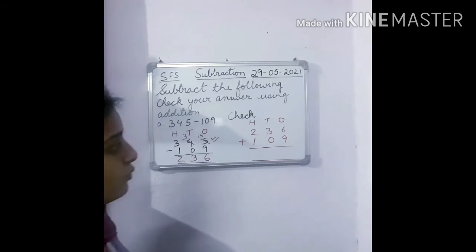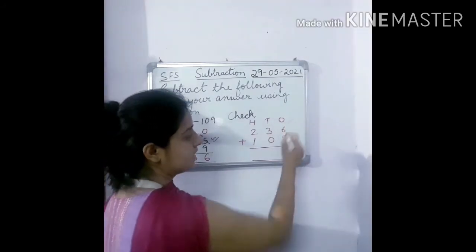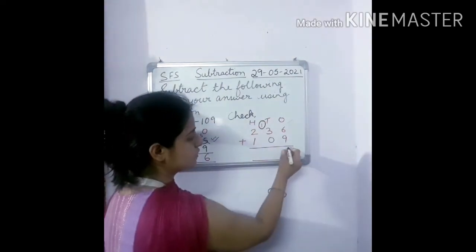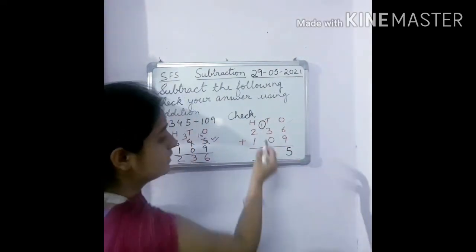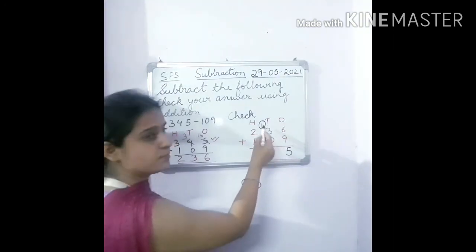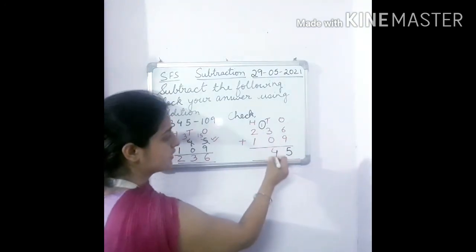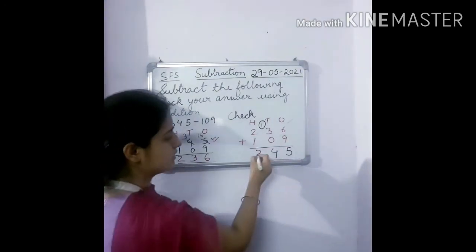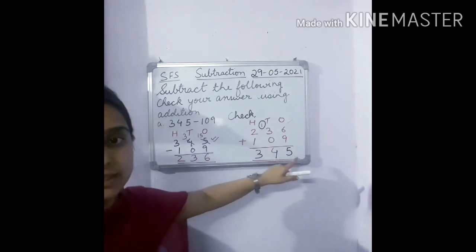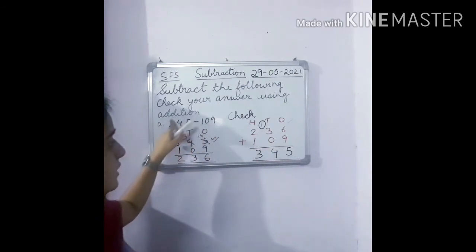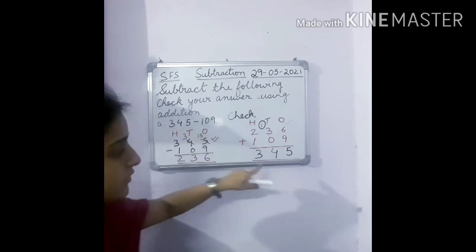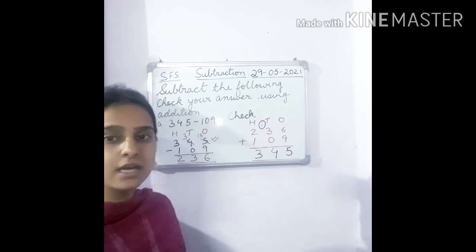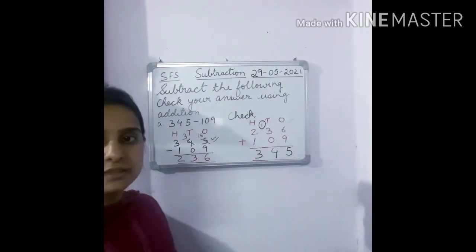We always start from the ones place. 9 plus 6 is what, children? 15. Correct. So 1 carries over to the tens place, and 5 comes here. Then in the tens place, 3 plus 1 is 4. Then the hundreds place, 2 plus 1 is 3. So we get here 345. So children, we are getting the total, that is, the bigger number here, right? That means our answer is correct. Is it clear to everyone how to check the subtraction?